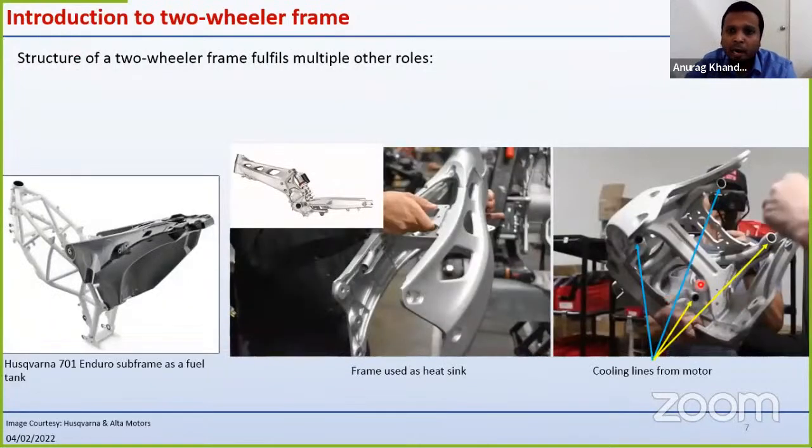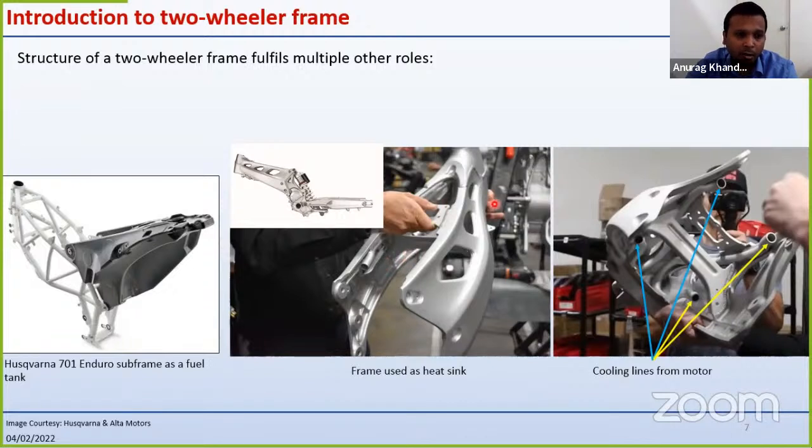Then apart from the above functions, the frame can be designed to fulfill multiple other roles within the vehicle. So I will list out a few examples. Designers are every day finding new ways to use the frame for different purposes. The first image you see is a Husqvarna frame. It's a motocross vehicle where the rear frame has been used as a fuel tank. It is hollow inside and made out of carbon fiber reinforced plastic.